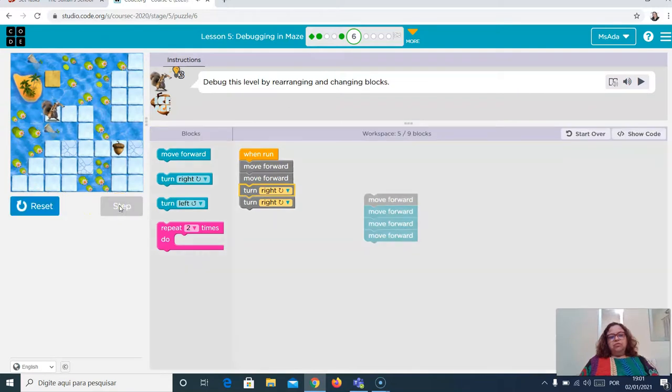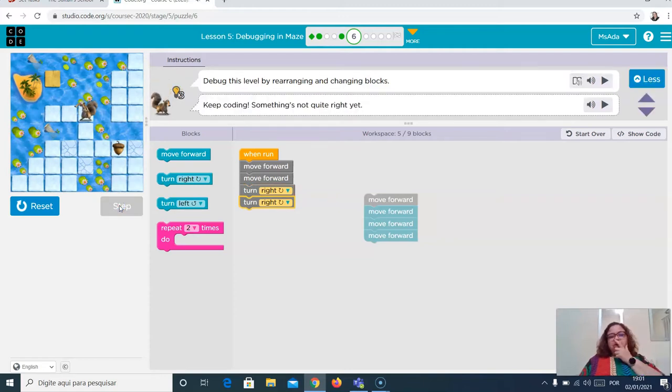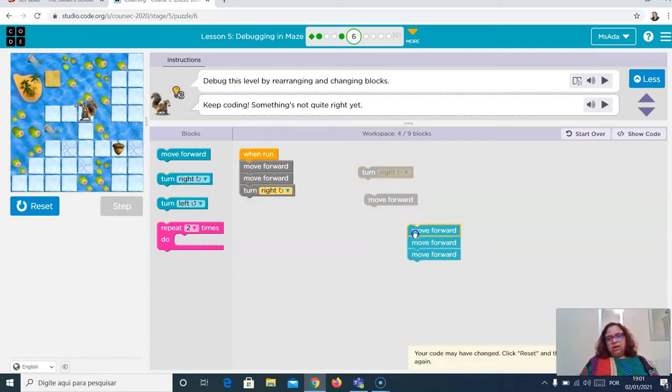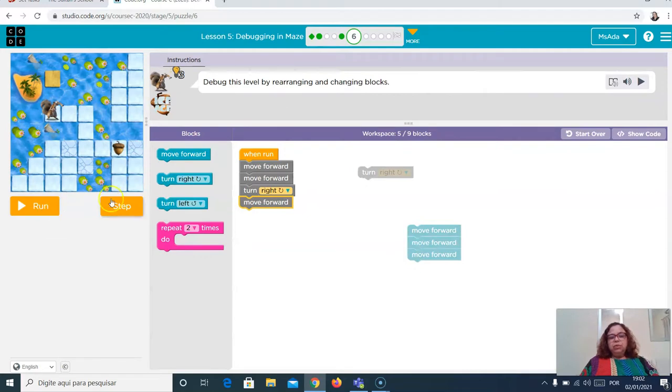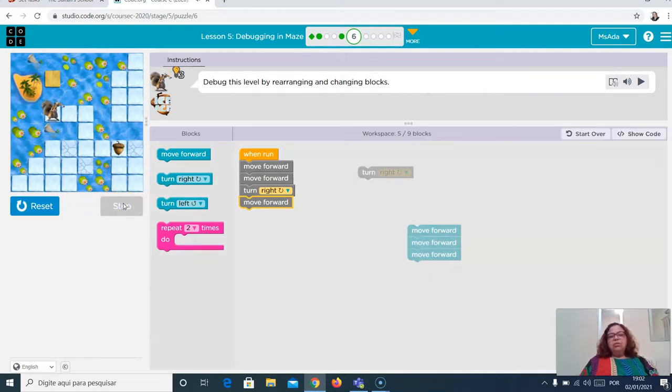So forward 1, forward 2, turn right. Oh, and then I put turn right again. Uh-oh, it goes the wrong way. Oh no, I turn right and need to go forward. So I'm gonna put forward again. So you see, just be patient, go little by little.